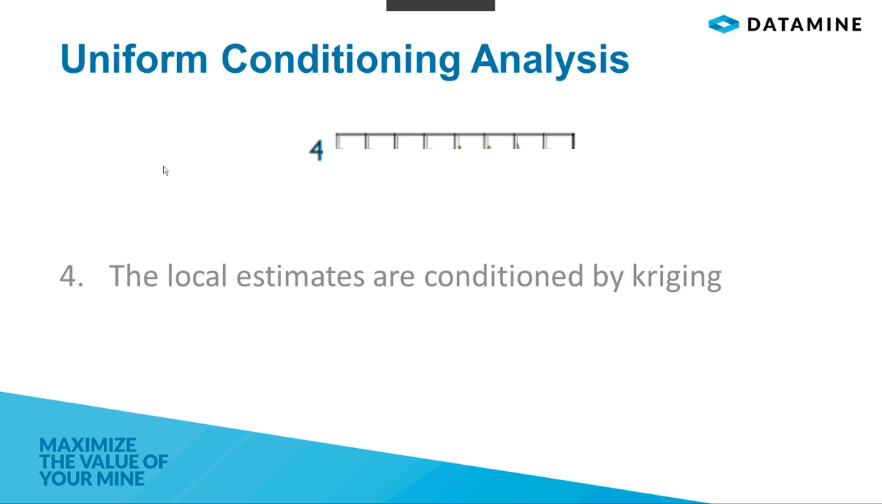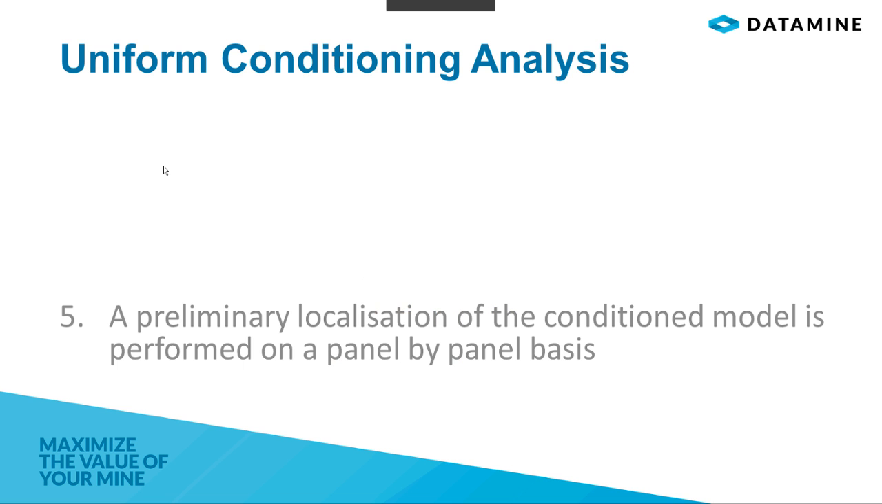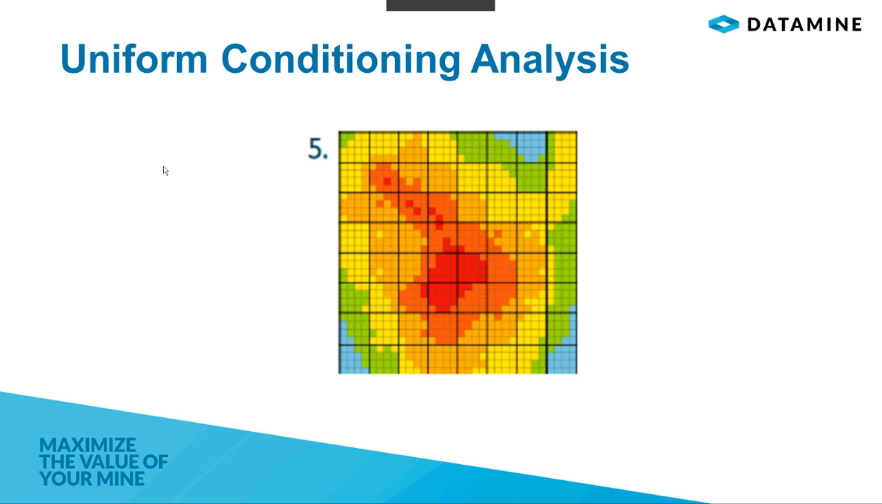So in each panel, we get a grade distribution, and then the preliminary localization condition model is performed on a panel-by-panel basis. Over and above uniform conditioning, we can also take this to another level called localized uniform conditioning, which not only gives us the grade tonnage curve of different SMUs within a panel, but we can also assign grades at the SMU scale. You can see we've got more granularity in the cell.